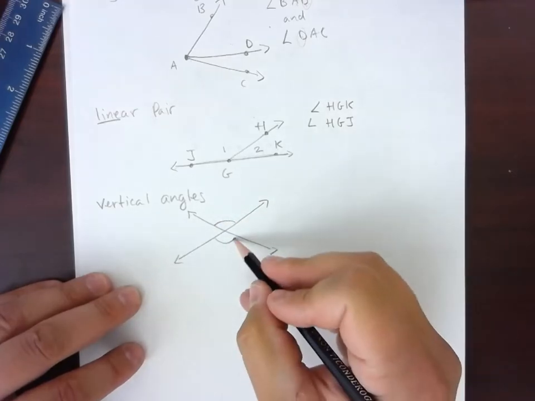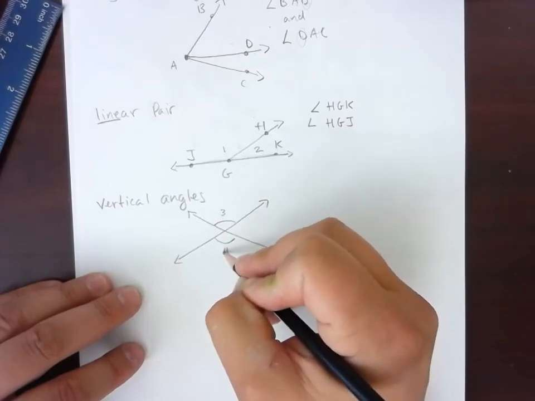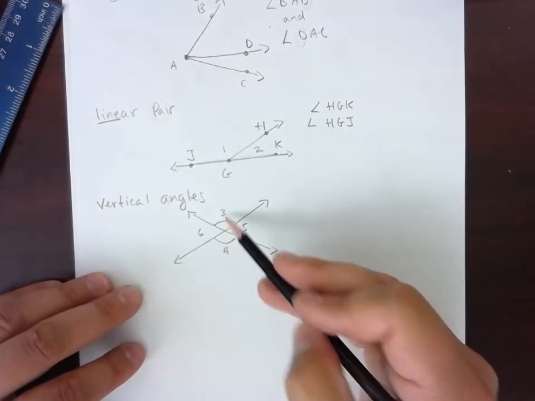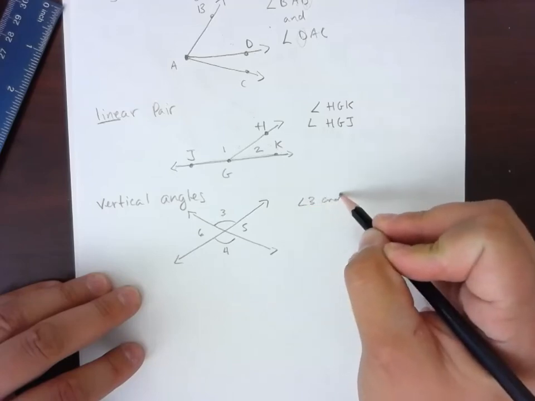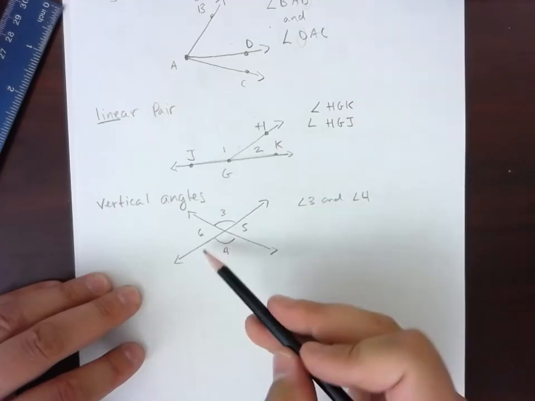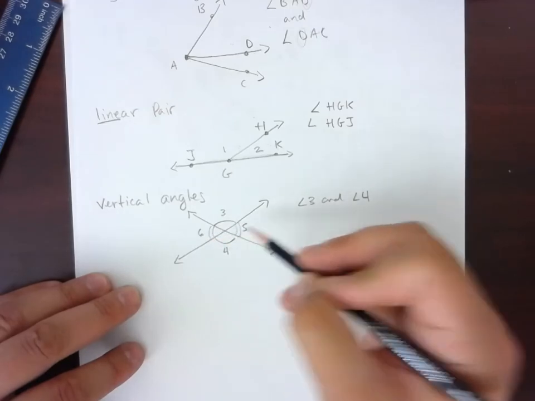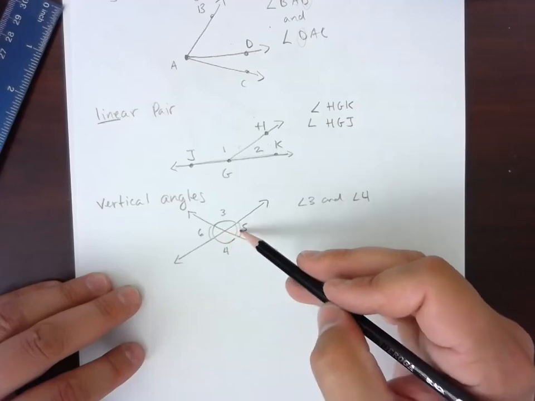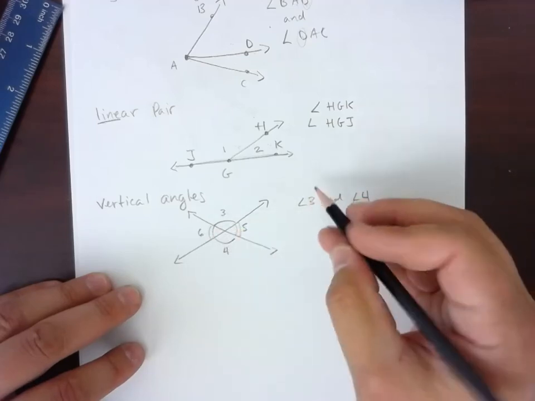So in this case, if I label these with numbers, here we have angle 3 and 4, and then 5 and 6. Angles 3 and 4 are going to be vertical angles. And also we have angle 6 and angle 5. They are also vertical angles. So it doesn't matter that they are left and right. We still describe them as vertical angles.